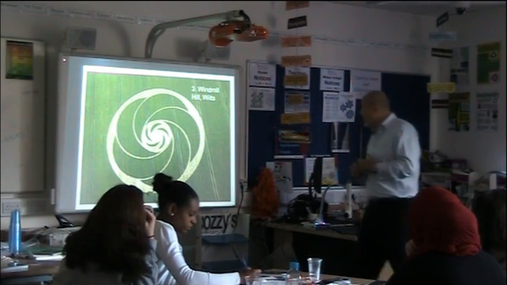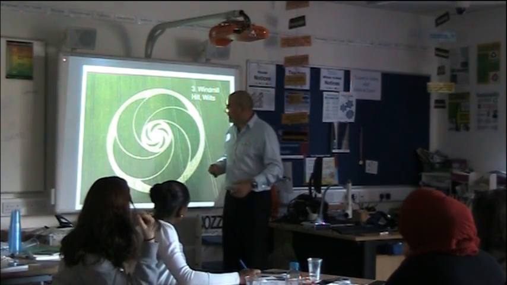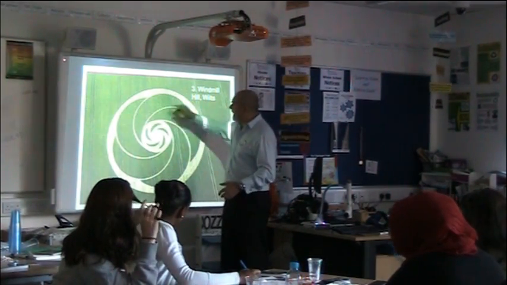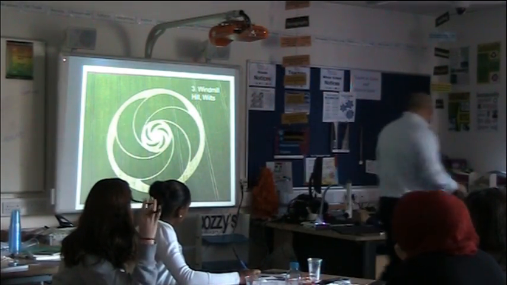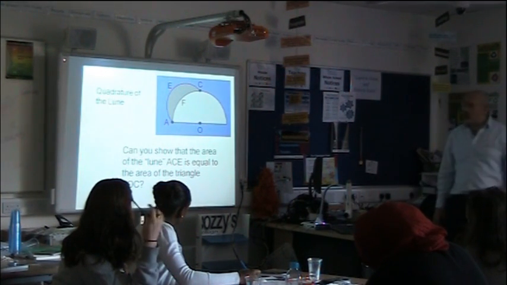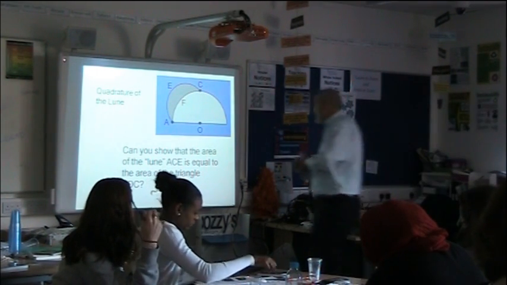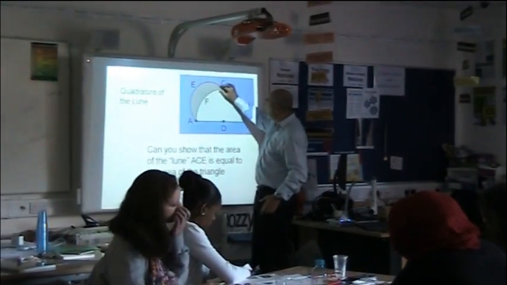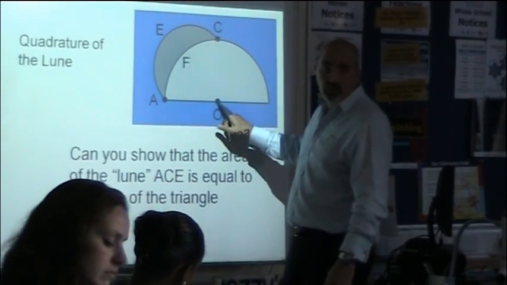So what we're going to do, obviously look at this, it's got rotational symmetry of order 5, and you've got these lovely lunes here, but although it looks like a spiral, these are actually arcs of particular circles. Okay? And what we're going to do is focus on those arcs. So I want to just introduce you to the problem called the quadrature of the lune. Now, what this means is, can we show that the area of this bit here is equal to the area of the triangle from A to C to O?